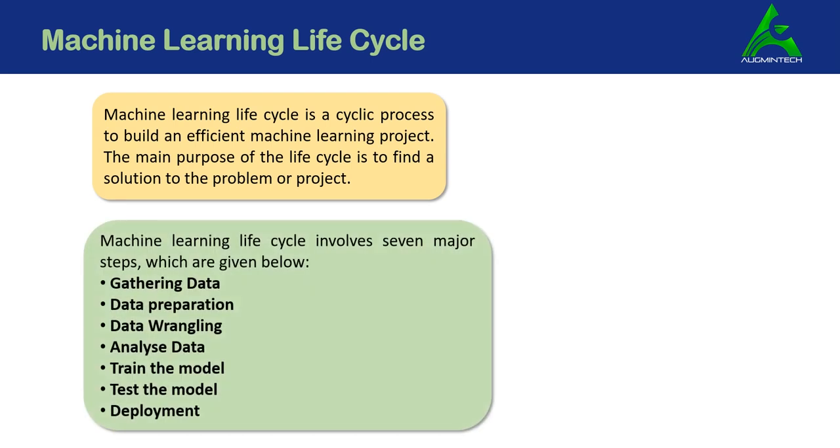Machine learning lifecycle involves seven major steps, which are as follows. First is data gathering, or gathering the data. Then we have data preparation, data wrangling, analyze data, train the model, test the model, and then the final step of deployment. Now let's have a look at all these steps one by one.